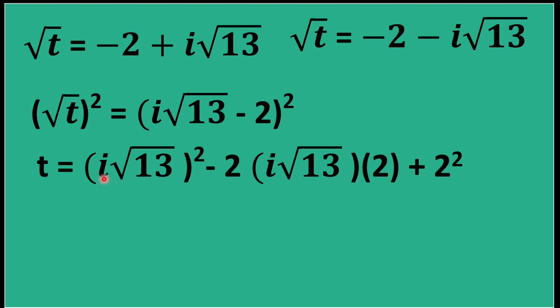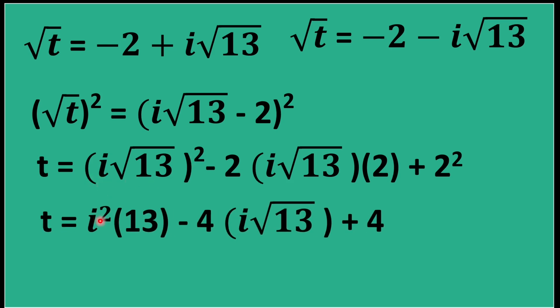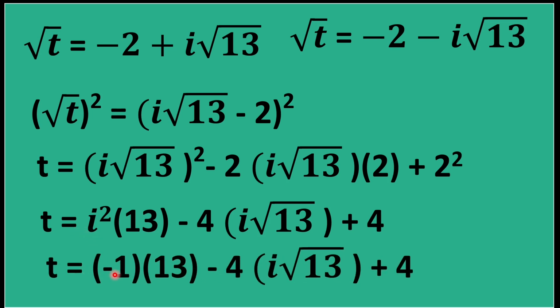So this iota under root 13 all square will become iota square into 13, minus 2 times 2, equal to 4, so minus 4 iota under root 13, and this 2 square will become 4. And now as we know that iota square equal to minus 1, so we will put minus 1 into 13, minus 4 iota under root 13 and plus 4.